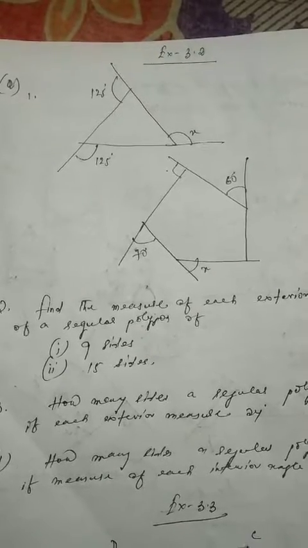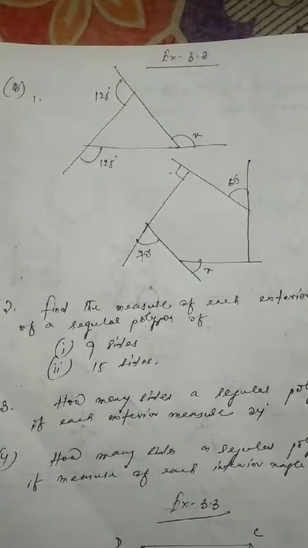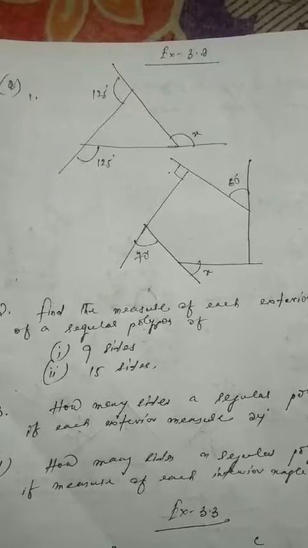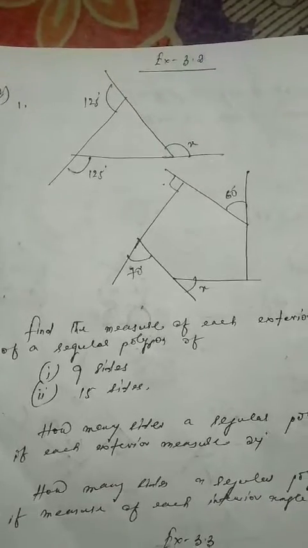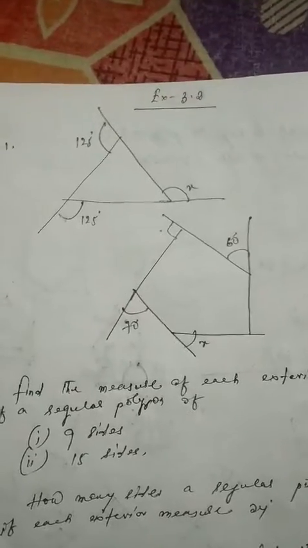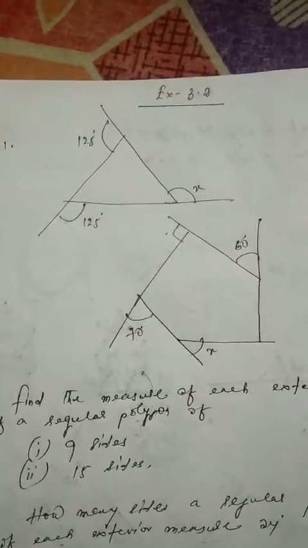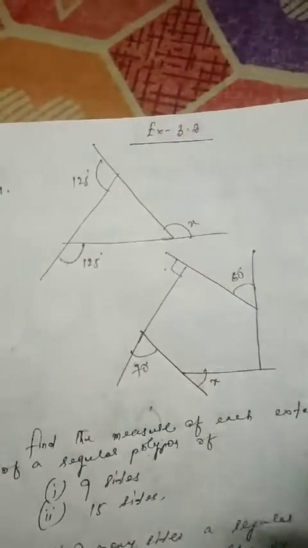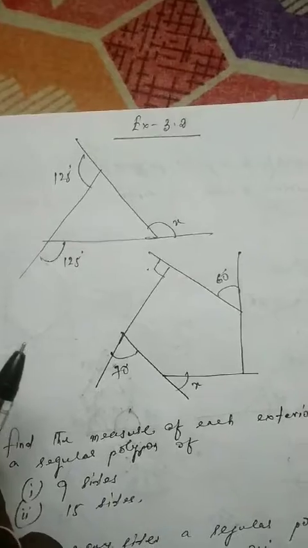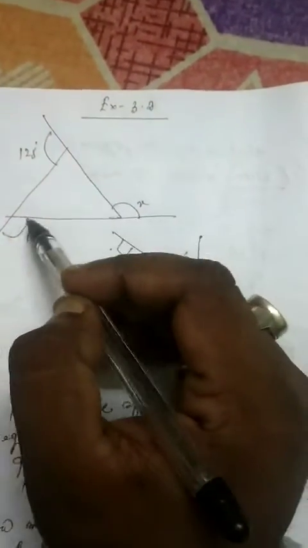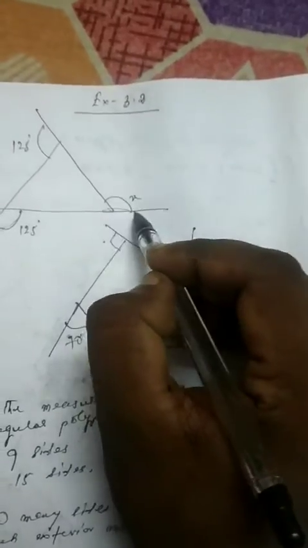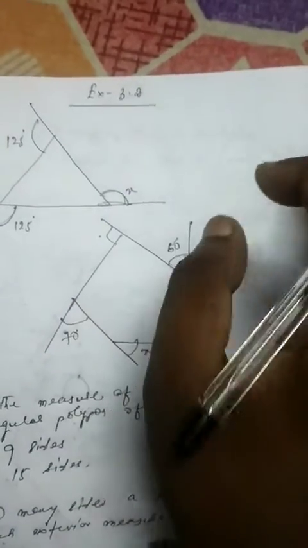So now in this particular video, we are going to discuss exercise 3.2. As you can see, I have drawn some figures in my copy. The first question has one exterior angle of 125 degrees, and there is one more exterior angle given.